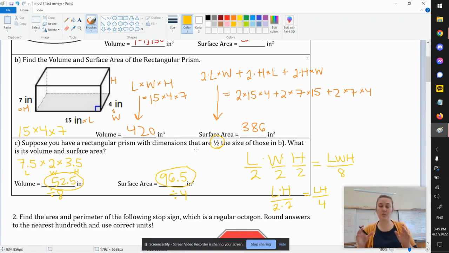Again, we're definitely allowed to do it the slow way. We can do half of all of our dimensions, then plug it into the formula, but we don't have to. That's what our worksheet was about on whatever day that was, Tuesday.